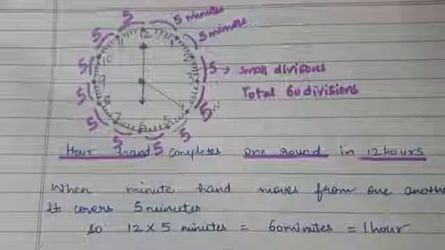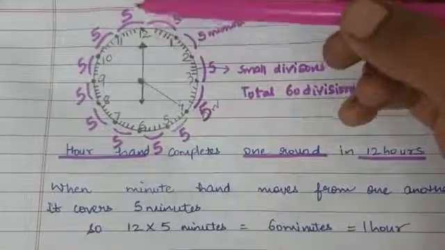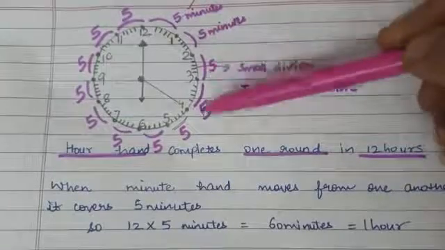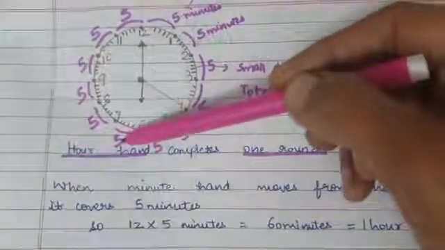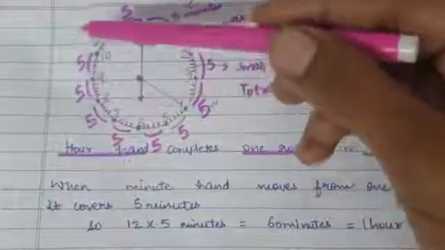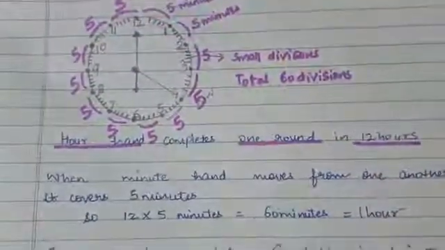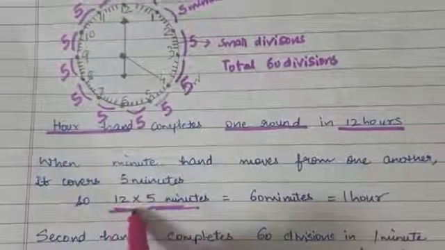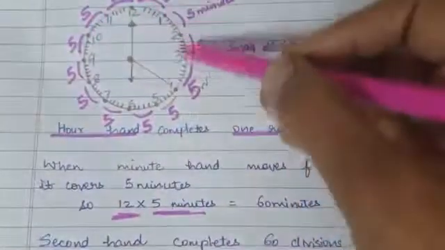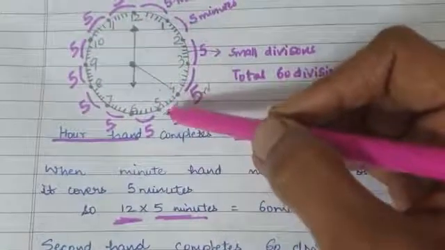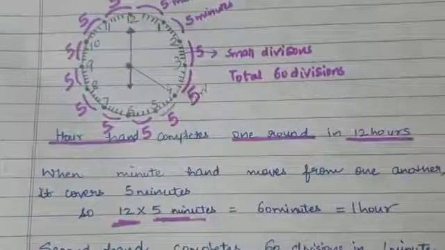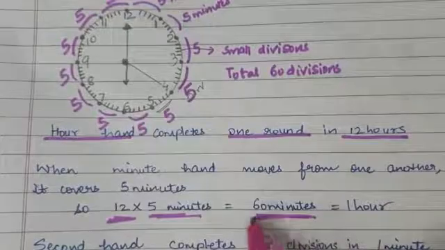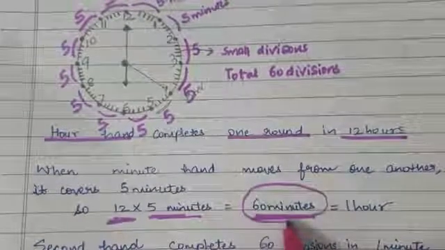Now count how many times you have taken 5 minutes. Start from here. 1, 2, 3, 4, 5, 6, 7, 8, 9, 10, 11, 12. Means you are taking 5 minutes 12 times in completing one round. We are talking about the minute hand. So how many minutes will be completed in 1 hour? That will be 60 minutes.